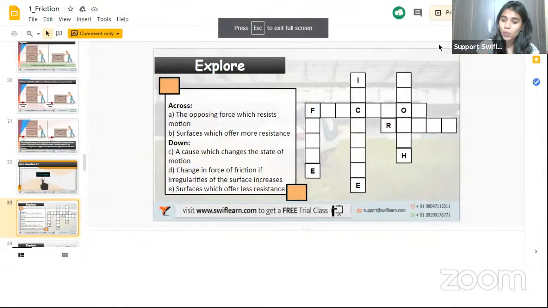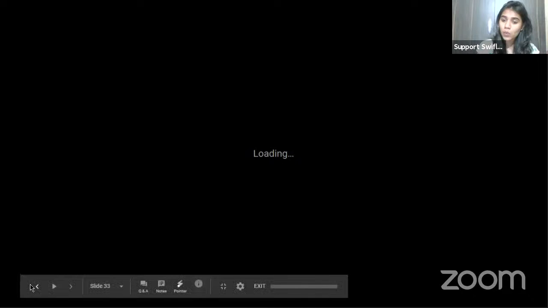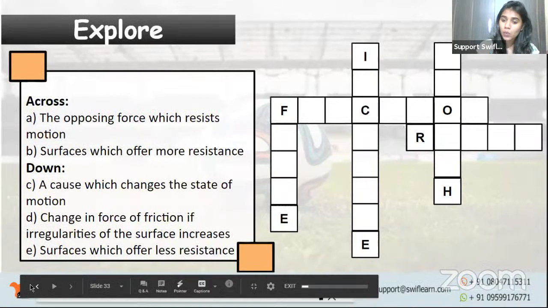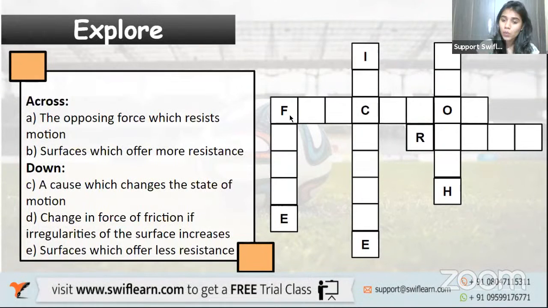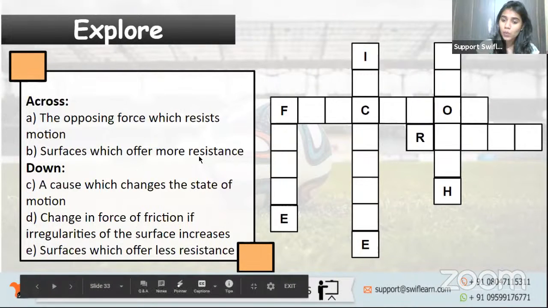Now, there is a small crossword puzzle that I want you all to try doing. If you know the answers, please send it to me in the comment section. The opposing force which resists a motion is called as dash. The opposing force which resists the motion, what is it called? You can send me in the comment section any surface which offered more resistance. Try to solve the puzzle.